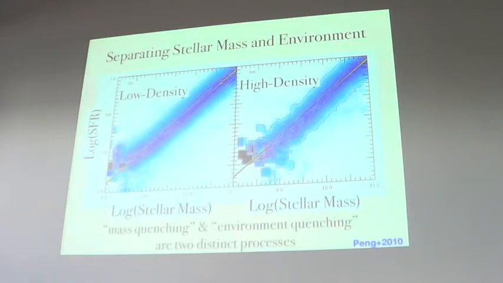Now, at low redshift, it's been shown that the effects of stellar mass and environment are completely separable. And these two distinct processes of mass quenching and environment quenching have been introduced. What my talk is all about is trying to extend this to higher redshift and also to try to actually understand what the physical processes are that do the quenching.